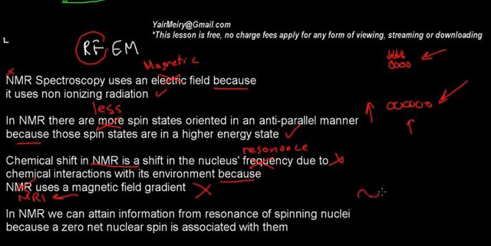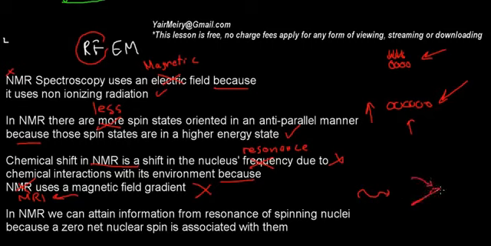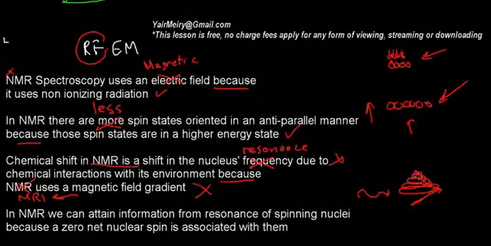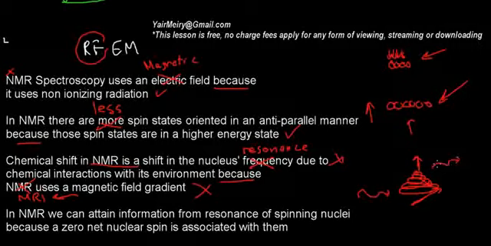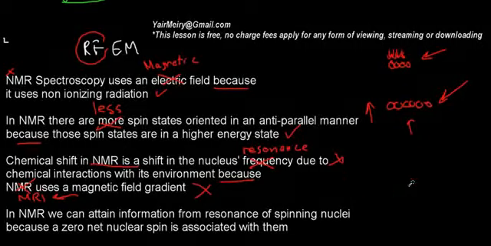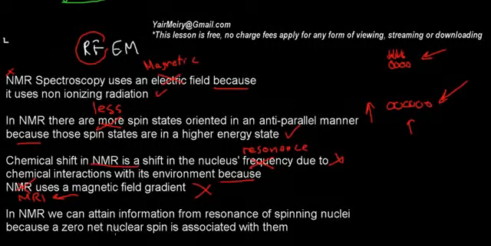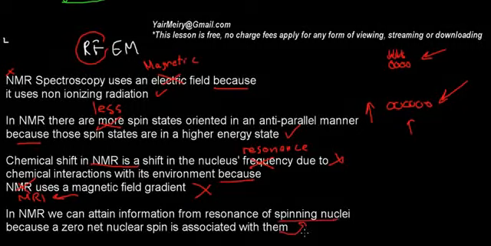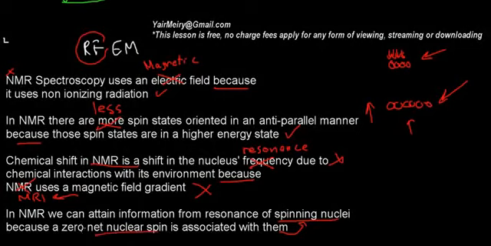And we know that when we fire the radio frequency, we have a drop in the spin, and slowly it would relax back, or the spin lattice will recover, and then there will be an emission of energy that we can read. So yes, we are getting information from the respective resonances of spinning nuclei. And a zero net nuclear spin is associated with them, and by them they mean spinning nuclei. And we know that spinning nuclei have a net nuclear spin that is not zero.